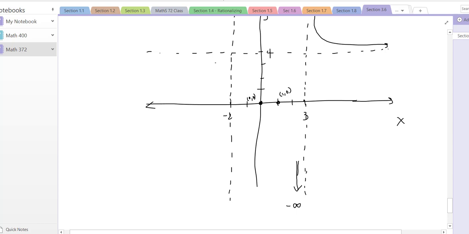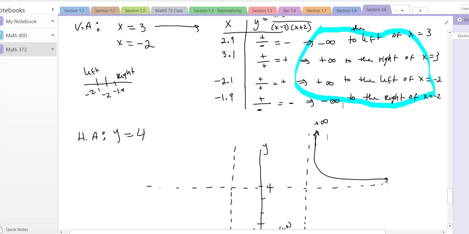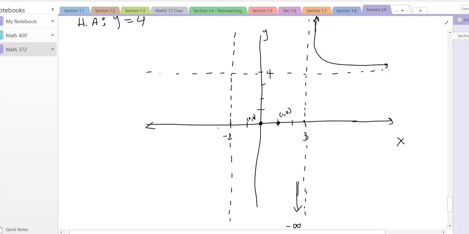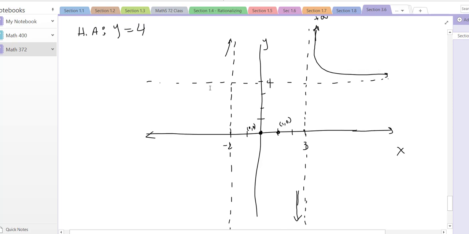And then let's look at negative 2 for our next asymptote. We have a vertical asymptote at x equals negative 2. So what did we say at negative 2? To the right of negative 2, we're going to negative infinity, and to the left, we're going to positive infinity. So when you're to the left of negative 2, you're going to positive infinity, and when you're to the right, we're going to negative infinity. So I'm kind of seeing this.